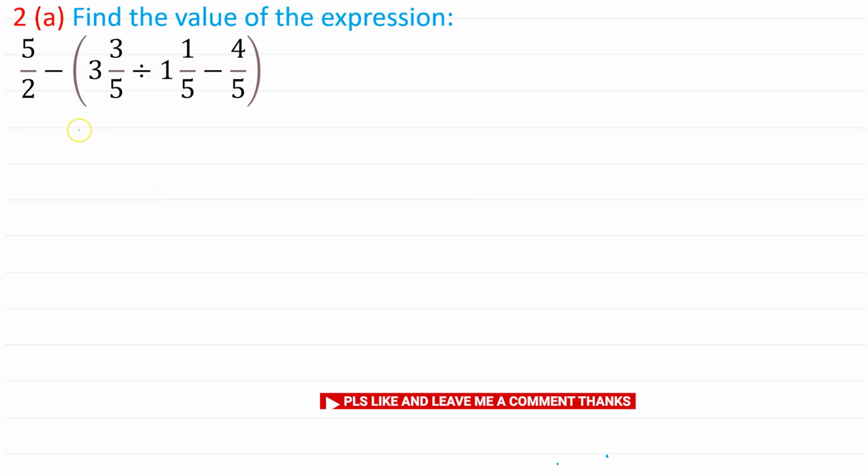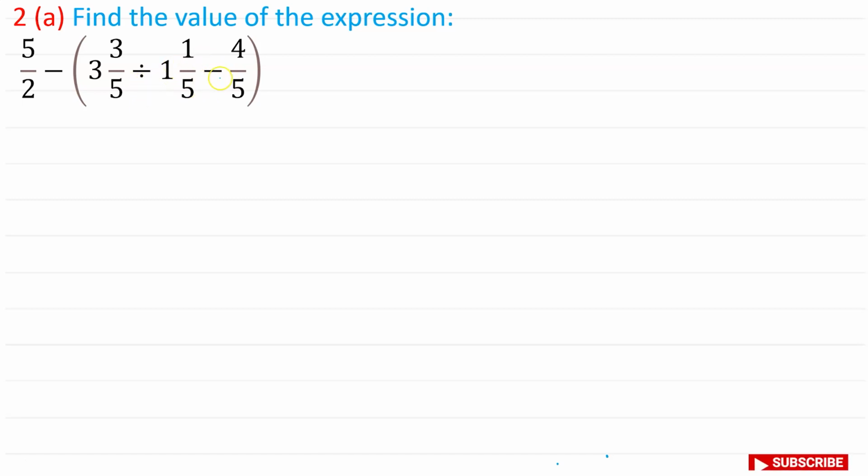So we have a fraction for part A. It looks a little bit complicated. We have a fraction here with brackets and these multiple fractions that we need to divide and then subtract.